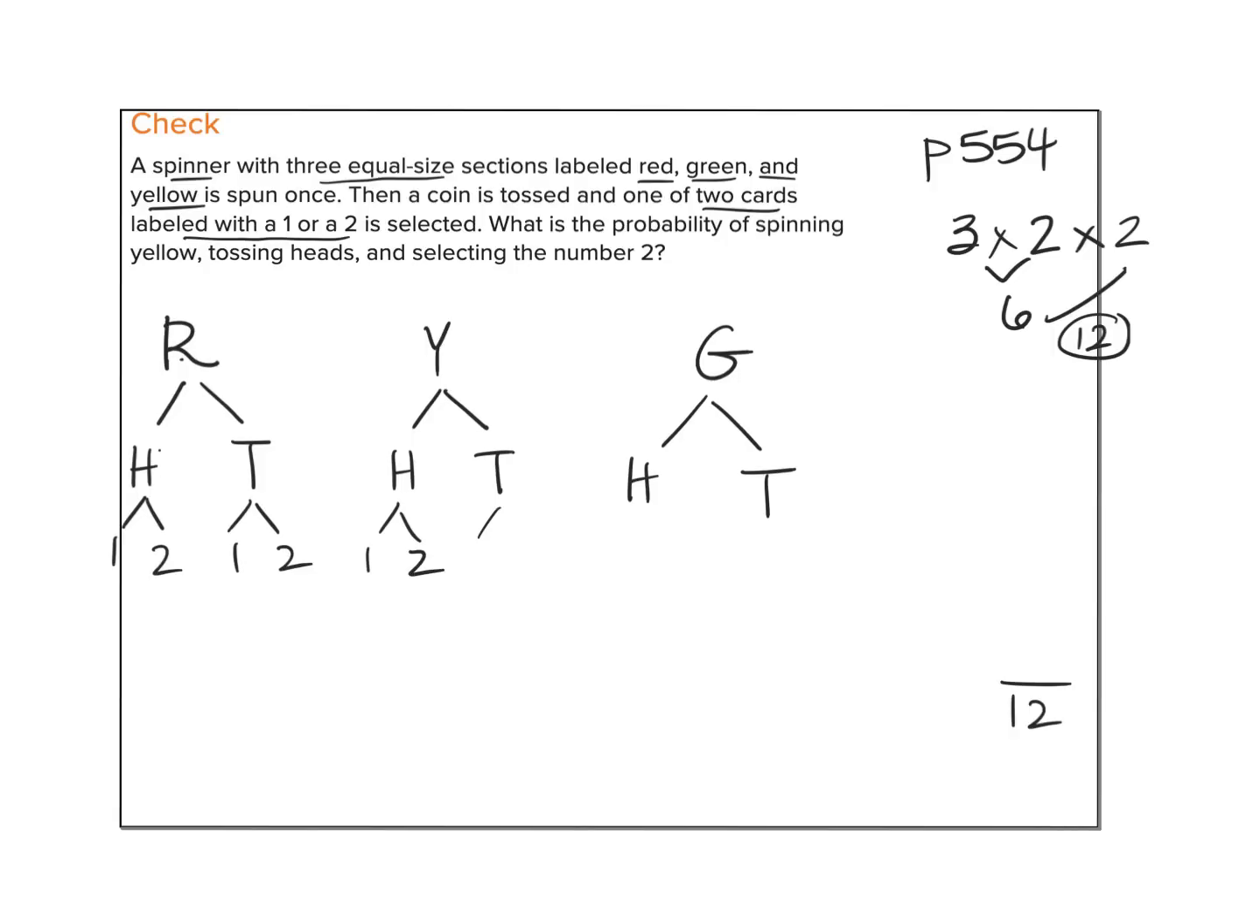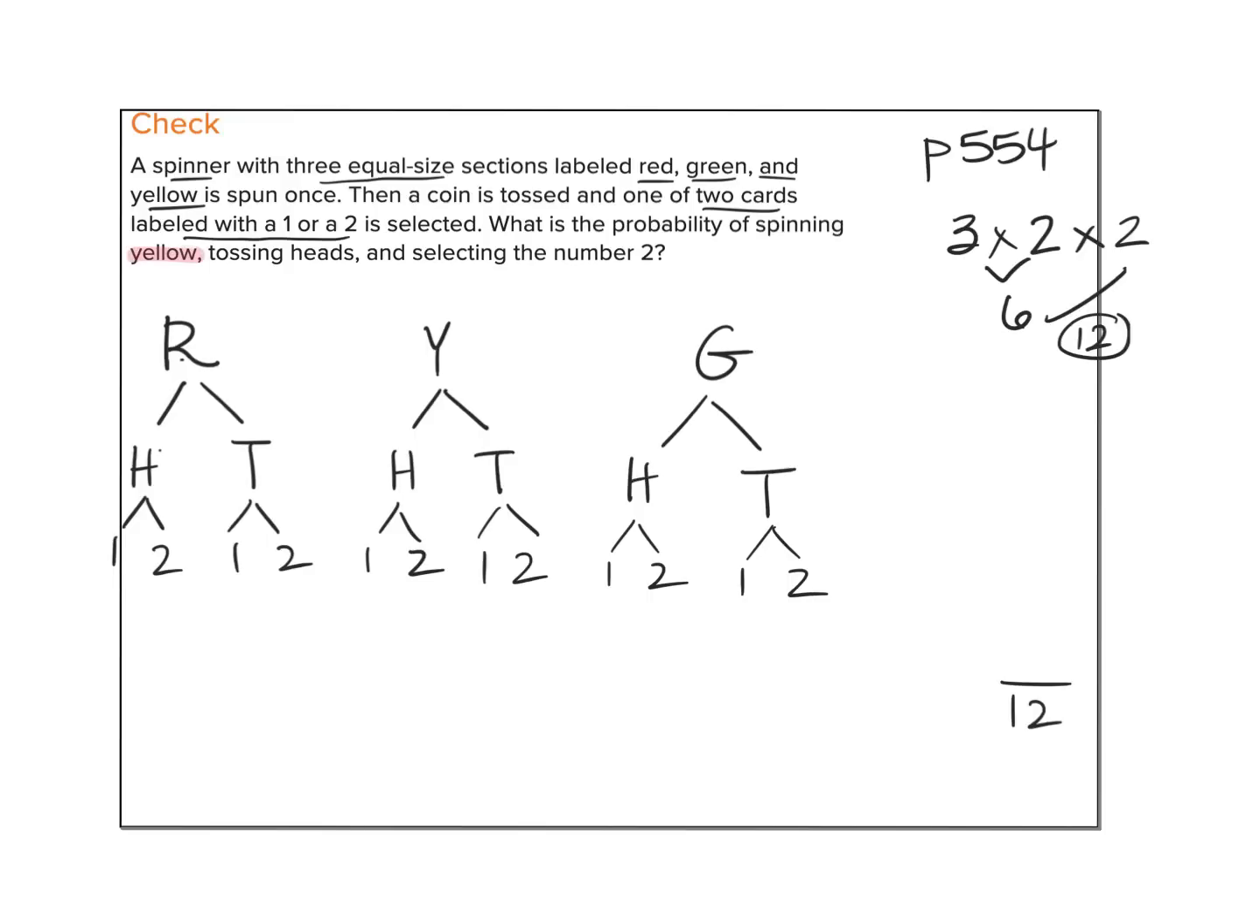A 1 or a 2 is my next branch of my tree diagram. A 1 or a 2. All right, so again, I can see that there are 12 options: 1, 2, 3, 4, 5, 6, 7, 8, 9, 10, 11, 12.